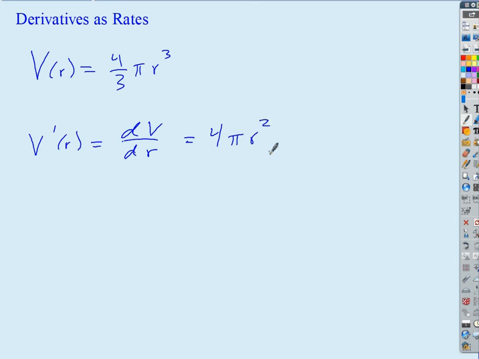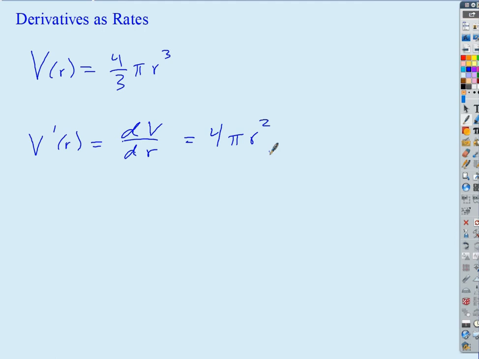Agreed. But that's not what I'm asking about. What I want to know is how could you describe that? What would you say that is as a rate? How would you even say that? We know what it means. It's a derivative. It's V prime of r. But if I wanted you to describe that not as V prime, but as a rate, how would you say that? The rate of what?